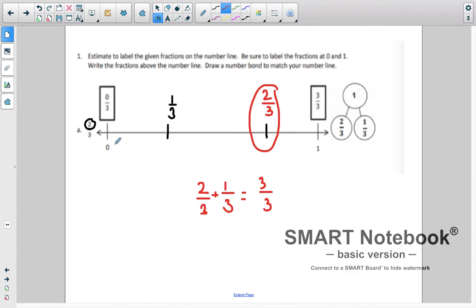And remember, they labeled the 0 and the 1 at the bottom to show that 0/3 equals 0 and 3/3 equals 1. Whenever you're drawing a number line, you need to always make sure that you are labeling that 0 and the 1 at the end of your number line.